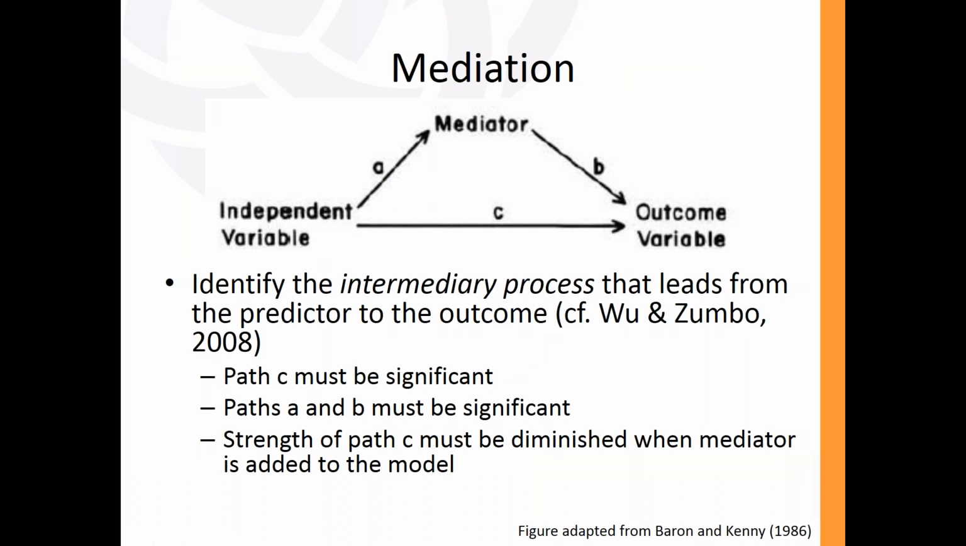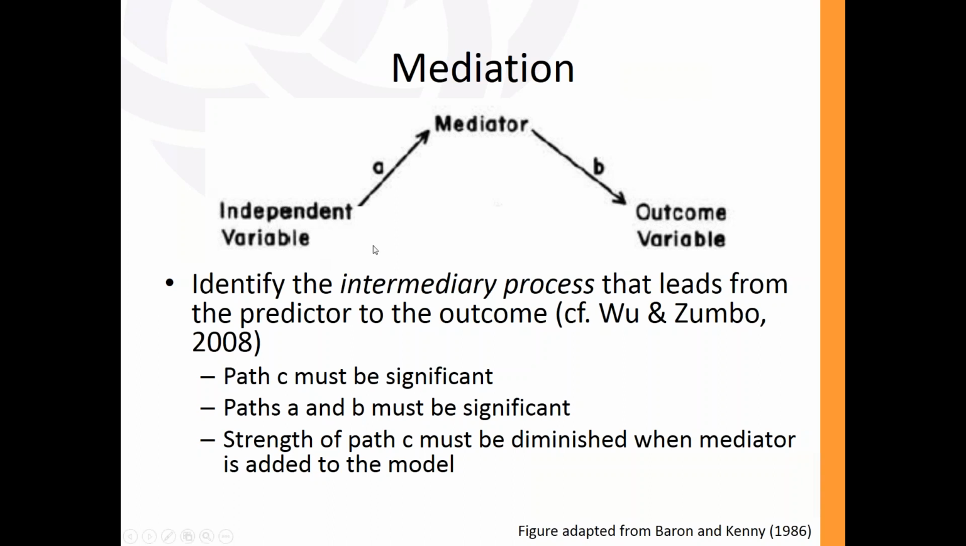And if you have all of these criteria met, then you can say that there is mediation taking place. There is a secondary point I need to make here, which is that the degree to which path C is diminished can vary. It can completely disappear, in which case you have what's called complete mediation, or total mediation. And if it is only diminished but is still there, the correlation is still present after you add the mediator in, then you've got partial mediation.